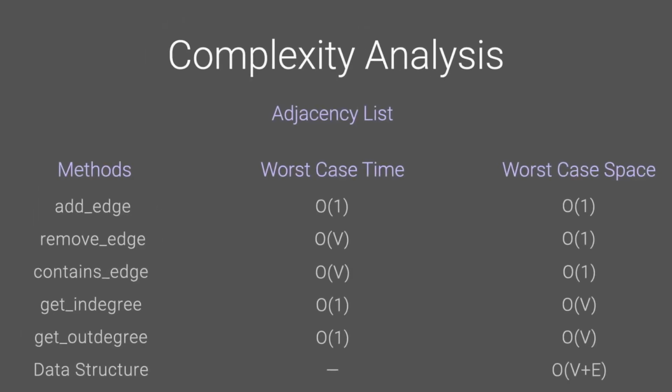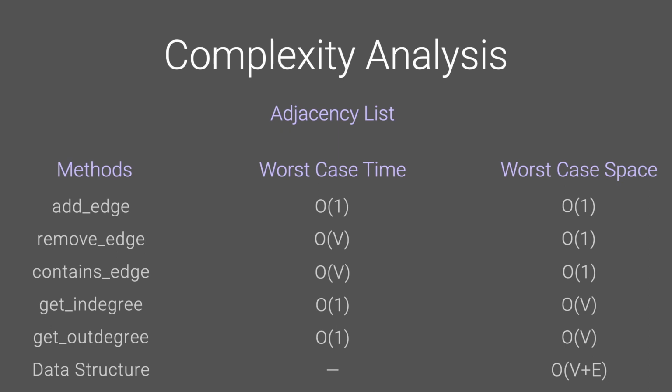Cool. Moving on to the adjacency list, the addEdge method takes constant time since we insert at the head of the linked list. The removeEdge and containsEdge methods are a bit different. These methods traverse the edge list of a particular vertex, and the number of edges will be at most V minus 1, where V is the number of vertices in the graph. To see why this is, I'll throw in a quick animation after we talk about the worst case space. For getIndegree and getOutdegree, it's very similar to the adjacency matrix, so it's going to have the same time and space complexity.